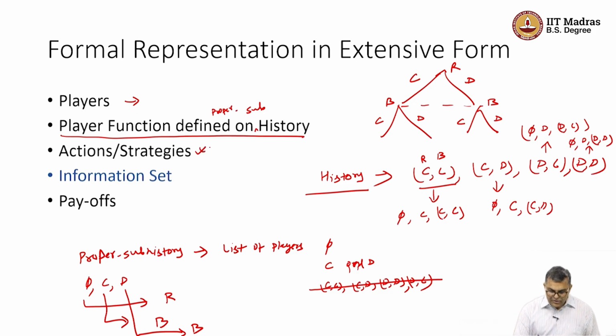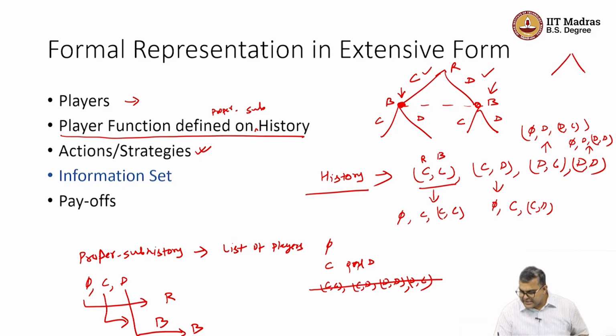What are the actions or strategies? For the time being, Ranga has 2 actions, C or D. Billa, because he cannot distinguish between this node and this node, sees it as now his turn to move, and he can take either C or D as an action. So Billa has only 2 actions, C or D.